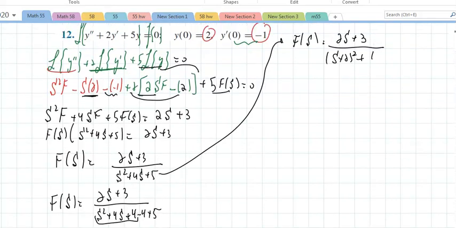Let me just check something really quick. It seems, let me check. There shouldn't be a 2, right? I wrote 2 twice. That would make this a 2.